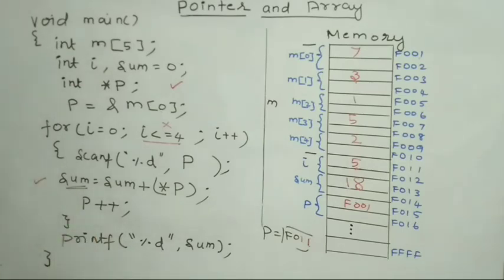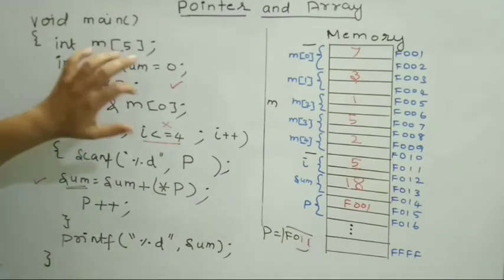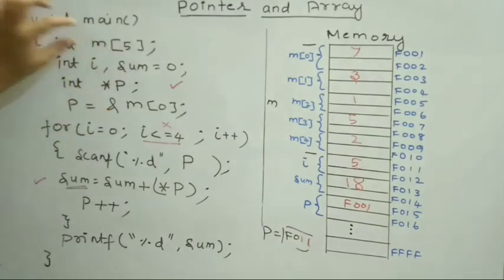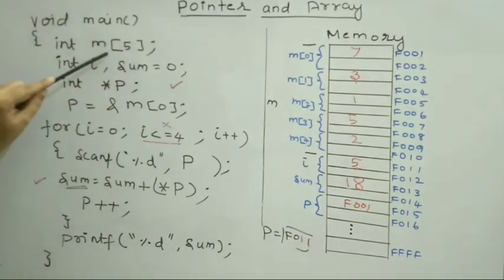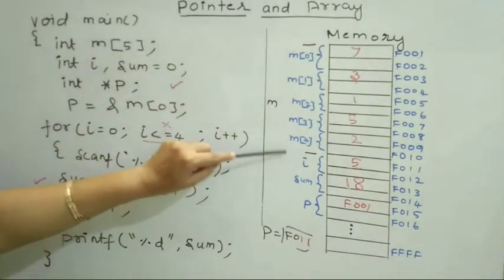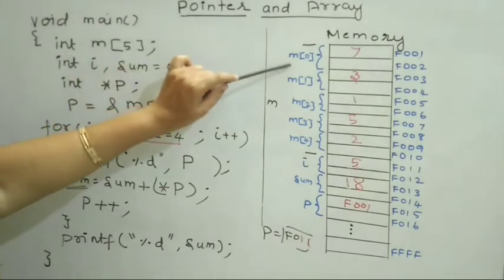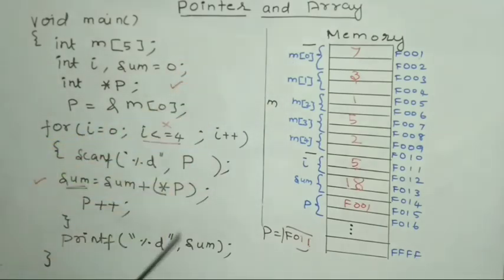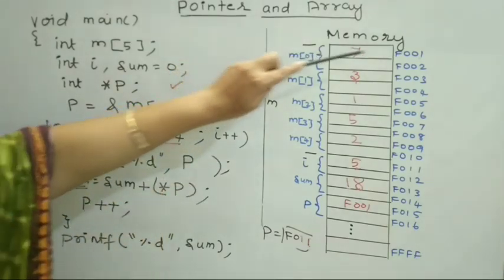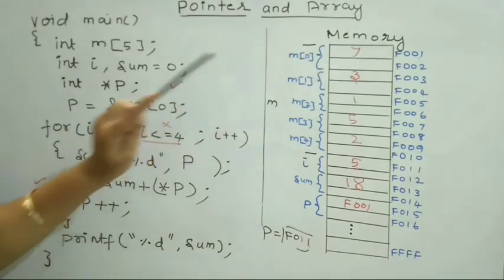So let me quickly summarize. When I declare an integer array, compiler reserves continuous memory allocation for this array. The number of locations it will allocate is the total number of elements, since it is an integer array, into 2. That many continuous locations will be reserved for this array. Okay, and then base address. Base address is nothing but the address of the first element in this array. The first element is the element in 0th index position. Address of this element in 0th index position is F001. F001 is my base address.